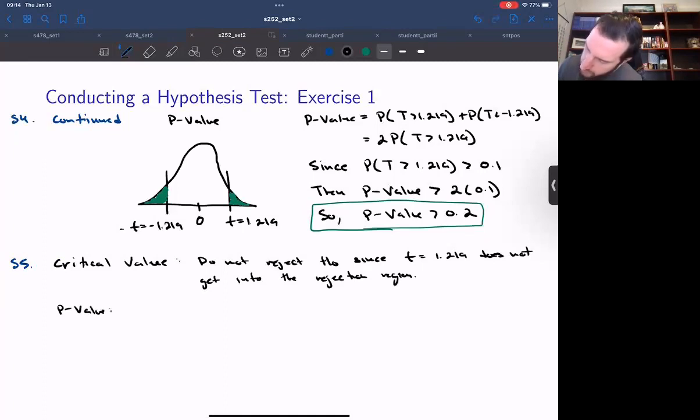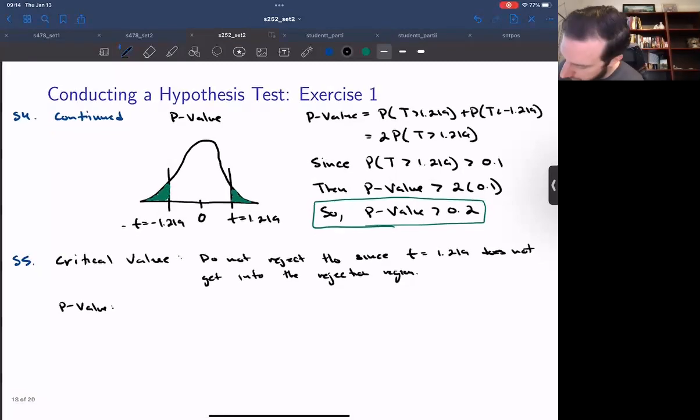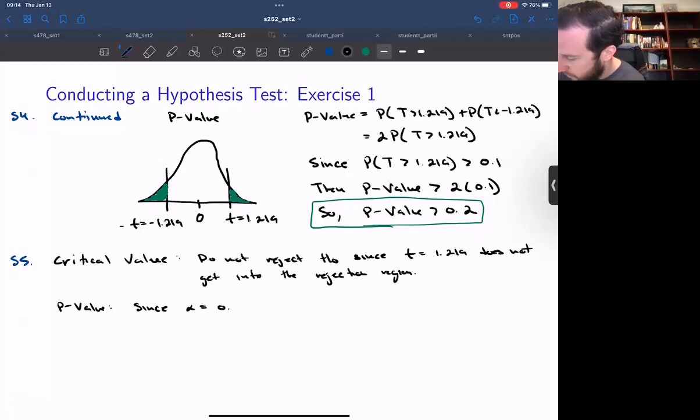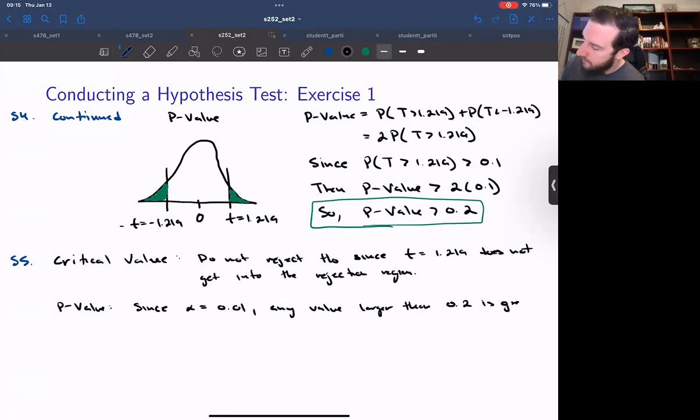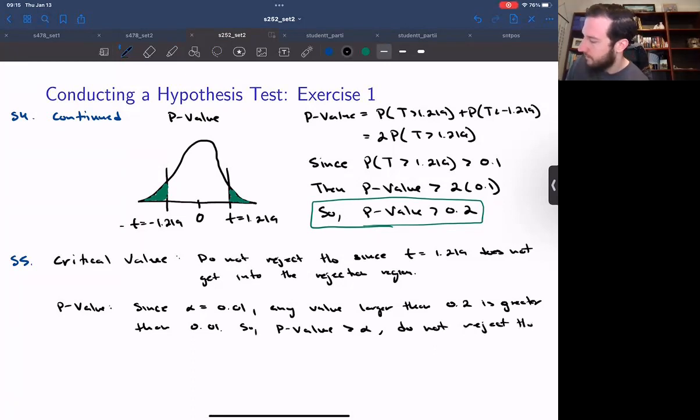And then if we were to take the p-value approach, our significance level is 0.01. Since alpha equals 0.01, any value larger than 0.2 is greater than 0.01. So the p-value is greater than alpha. So we do not reject H0. Right? So basically, our p-value is bigger than 0.2. Anything bigger than 0.2 must be bigger than 0.01. Therefore, we will not reject the null.